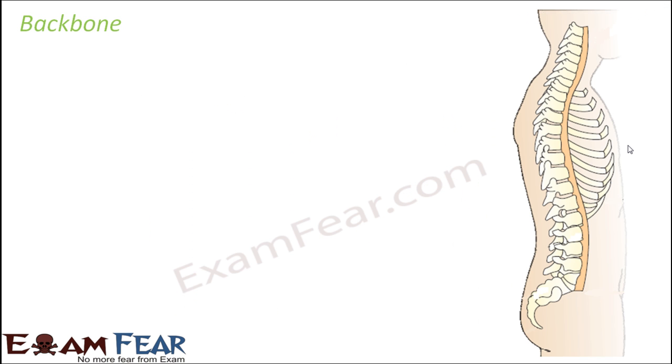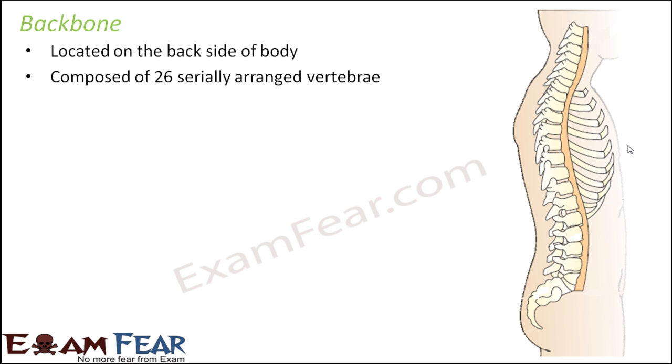The next part would be backbone. So what's backbone? Due to the presence of backbone, we are able to stand, bend, sit and lie down. All those movements happen due to backbone. It is located on the back side of the body. It is composed of 26 serially arranged vertebrae.